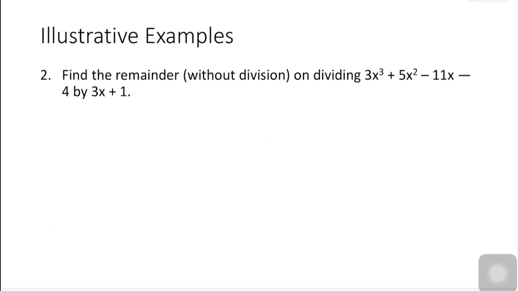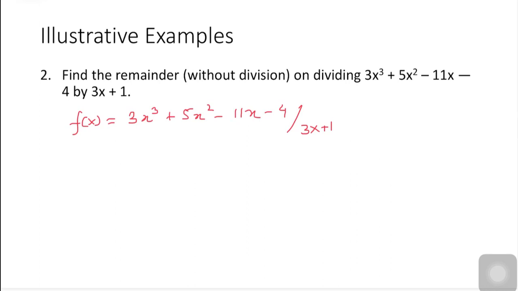In this example, it is asked to find the remainder of this polynomial, that is 3x cube plus 5x square minus 11x minus 4. So f(x) is given as this, and we have to divide this by 3x plus 1. So it is in the form of ax plus b.